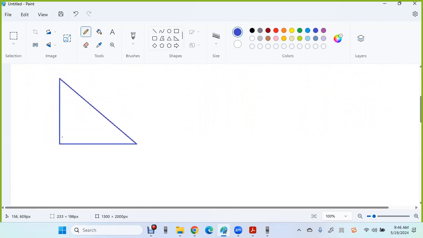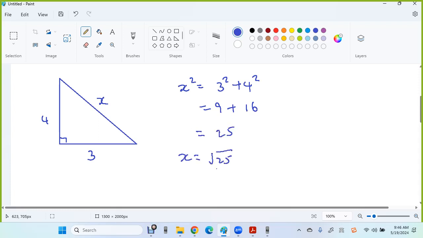Let's say I have 3 and 4 here and want to find x. So we can have x squared equal to 3 squared plus 4 squared. That is 9 plus 16, then it is 25. So x will be the square root of 25, which is 5.